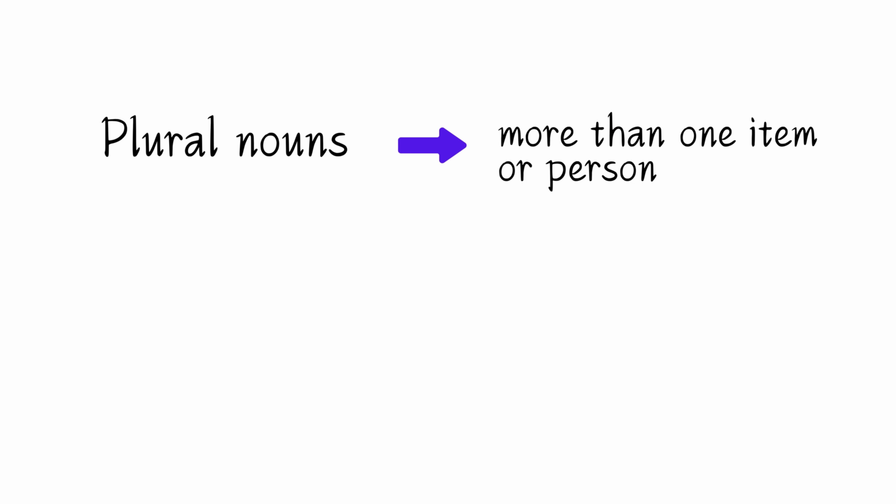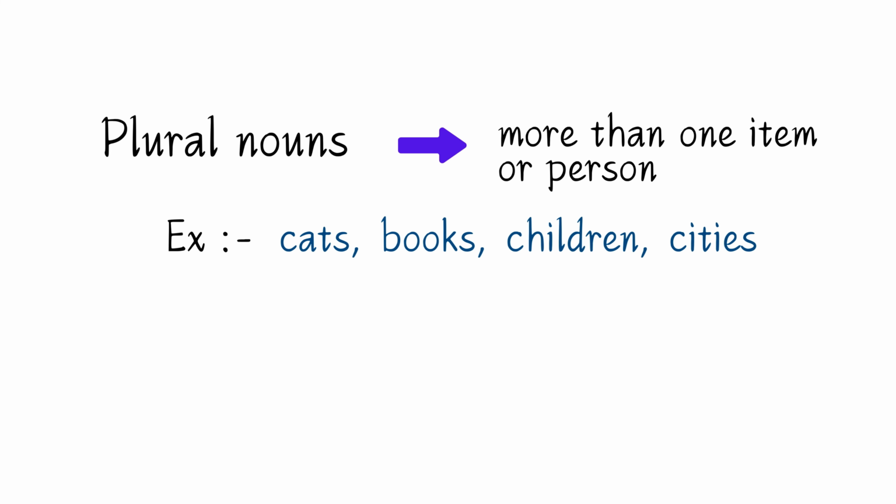Section 2. What are plural nouns? Now, let's move on to plural nouns. Plural nouns refer to more than one item or person. For instance, cats means more than one cat, books means more than one book, and children is the plural of child. It's simple to form plural nouns.